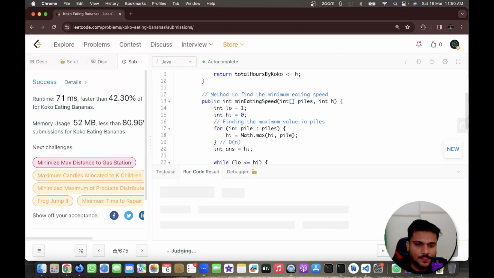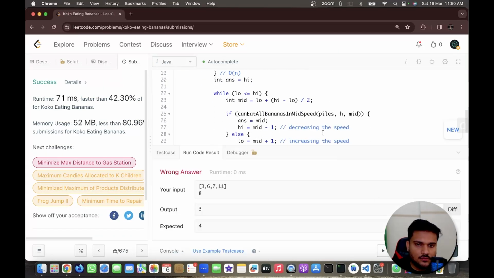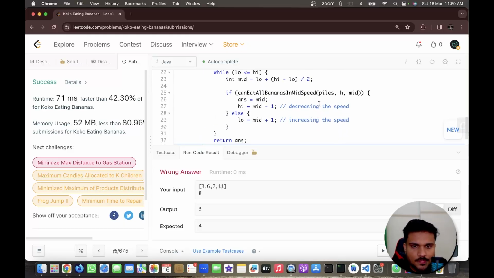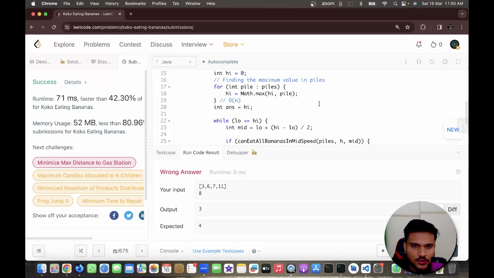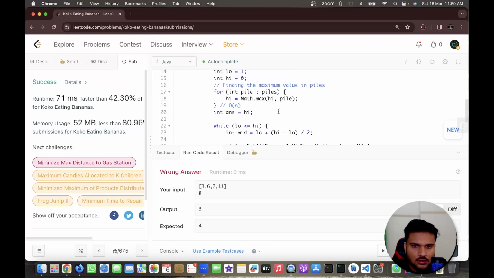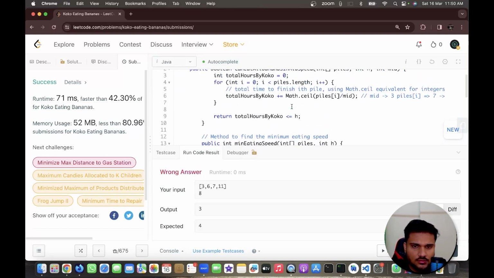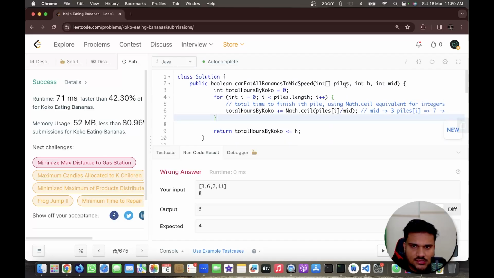Run code. One second. High is equal to mid minus 1. Low plus high minus low by 2. Let's start with 1. And this is piles at I by mid.